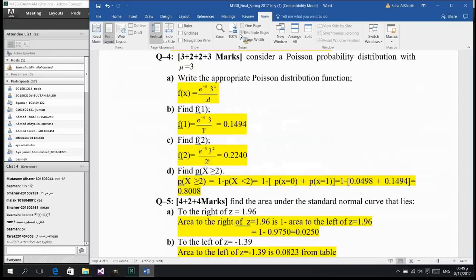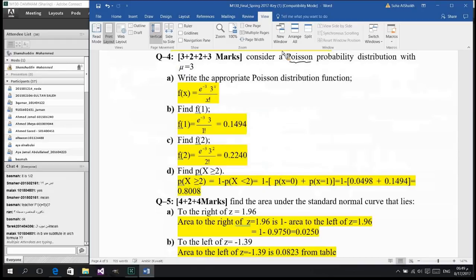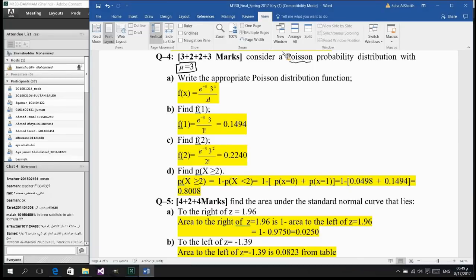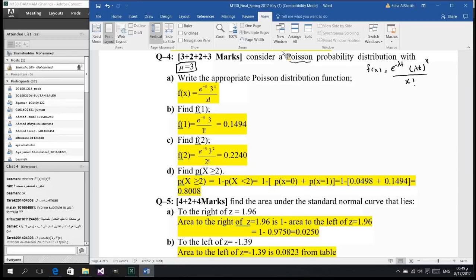Question number 4. Consider a Poisson probability distribution with mu equal to 3. You remember the Poisson distribution? Do you remember that? The Poisson distribution is given by f(x) equals e to the power minus lambda t, times lambda t to the power x, divided by factorial x. And we say that mu is lambda t, right? Okay, they give me that mu is 3, which means that lambda t is 3 here.